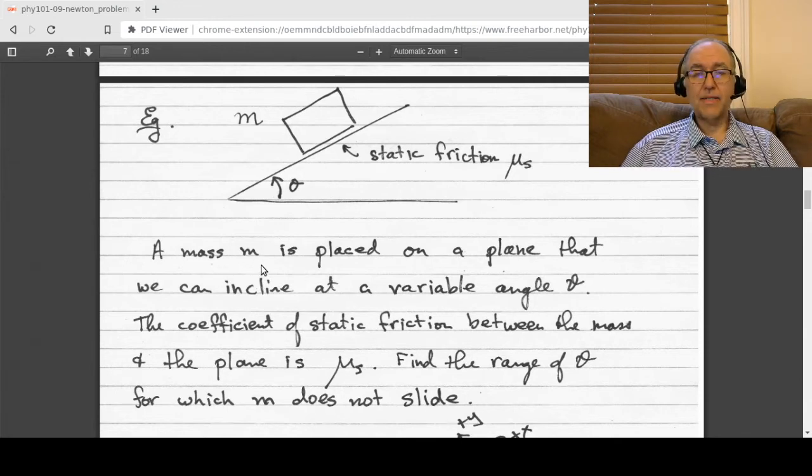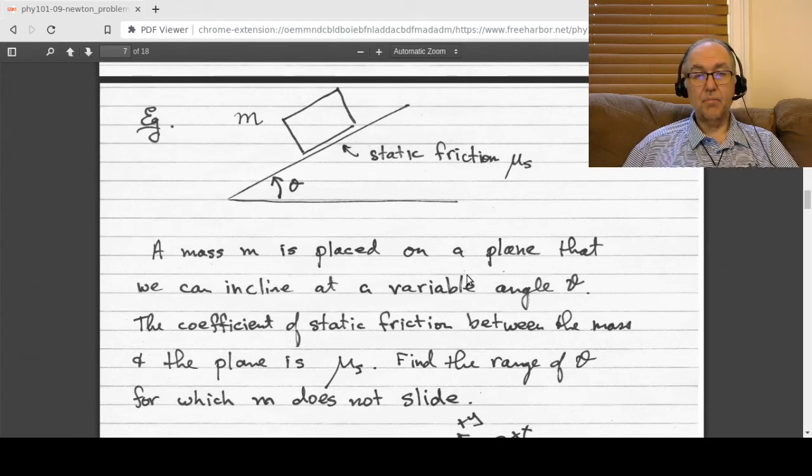Okay, so I have a mass m of some specified mass, but I'm not going to give you that number here. I have a mass m. It's placed on a plane that is inclined at a variable angle theta, okay? So what that means is that I can have theta 0, I can incline it at 1 degree, 2 degrees, 3 degrees, 10, 20, 30, okay? And just increase it like that. So you'll actually have a little table which you can incline at different angles, and then you'll put a block on top of it and you'll see what happens, okay?